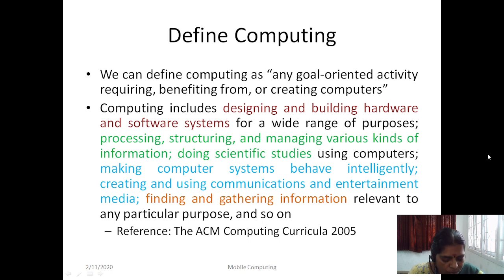Before going into detail about mobile computing, we have to know what computing is. At any time, if we are asked for the term computing, we have to say these things. As computer science professionals, we have to be aware of, first, what is computing. So I am repeating: computing is defined as any goal-oriented activity requiring, benefiting from, or creating computers. This is the actual definition for computing.